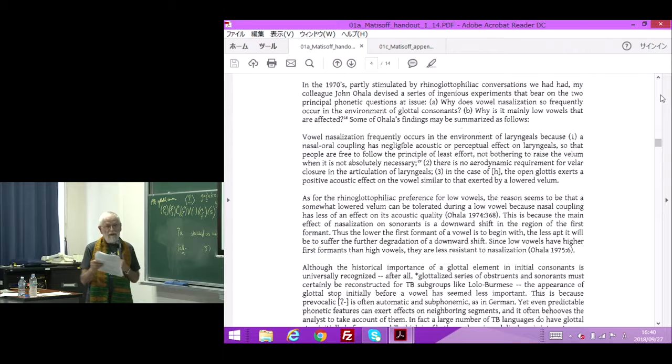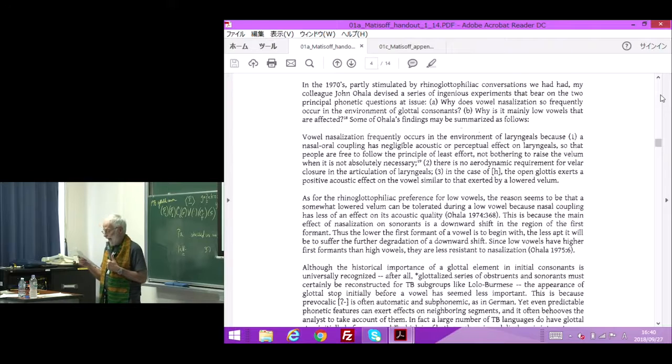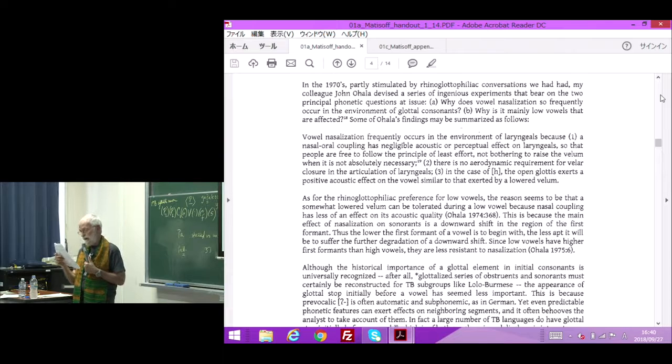It's also true that there's a preference for low vowels in order for this nasalization to take place. The reason seems to be that the main effect of nasalization on sonorants is a downward shift in the region of the first formant. Thus, the lower the first formant of a vowel is to begin with, the less apt it will be to suffer the further degradation of a downward shift. Since low vowels have higher first formants than high vowels, they are less resistant to nasalization.